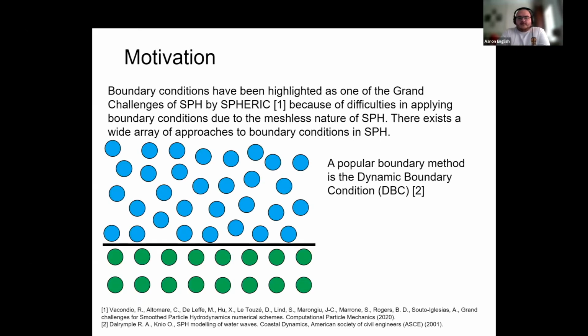For this boundary condition, you have your fluid, which are the blue particles, and the green are the boundary, and the black line is the interface between the two. What we do is update the density of the boundary particles through the conservation of mass, exactly the same as you would the fluid particles. And then the velocity of the boundary particles is just set to 0 for a stationary boundary.